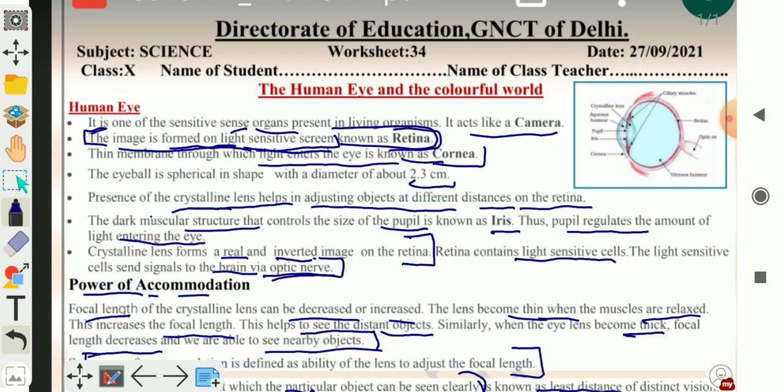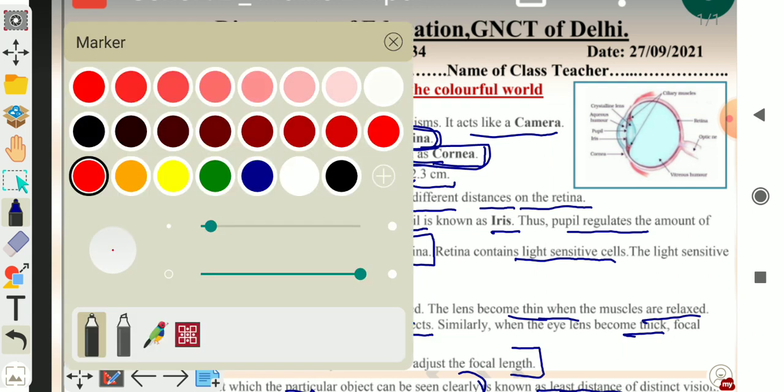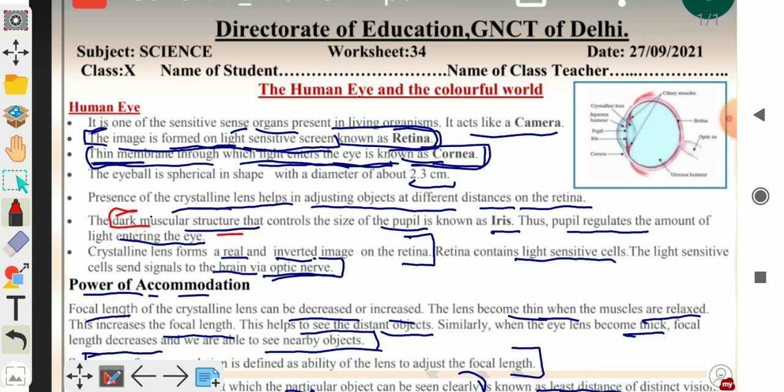Second is cornea. What is cornea? Cornea is a membrane-like structure, through which light enters the eye. So it helps in entering the light in the eye. Third is iris. What is the function of iris? Iris is a dark muscular structure that controls the size of the pupil, and this iris also indirectly regulates the amount of light entering the eye.